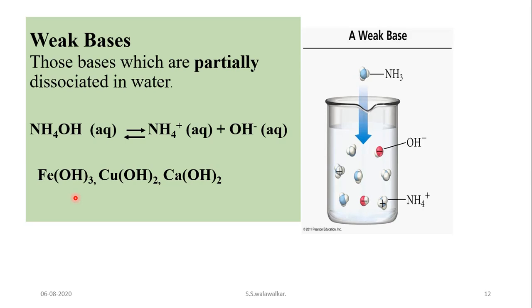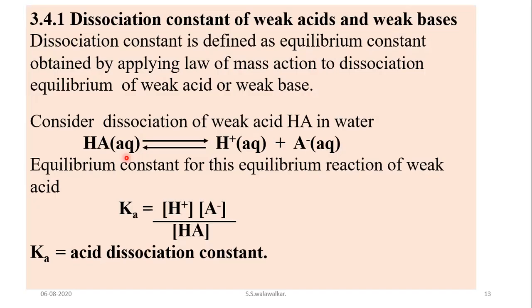For example, ferric hydroxide, copper hydroxide, and calcium hydroxide are examples of weak bases. Now the last point of this topic is the dissociation constant of weak acids and weak bases. This term is generally used to compare the relative strength of weak acids and weak bases. Dissociation constant is defined as an equilibrium constant obtained by applying the law of mass action to the dissociation equilibrium of a weak acid or weak base.